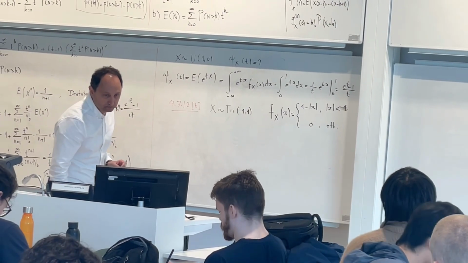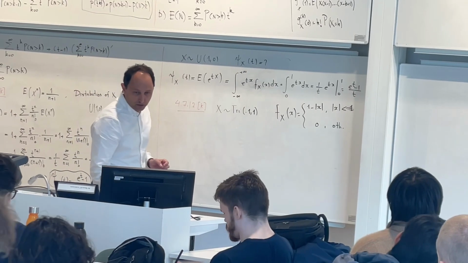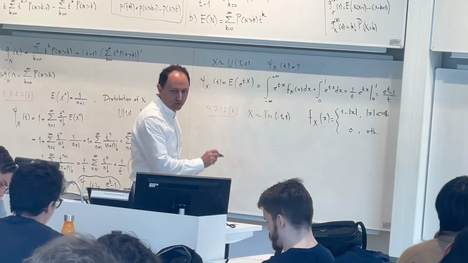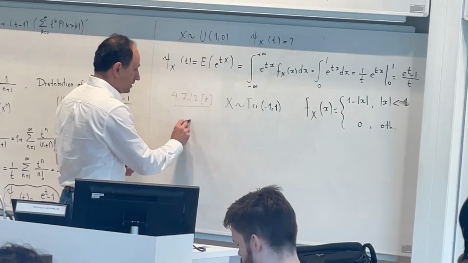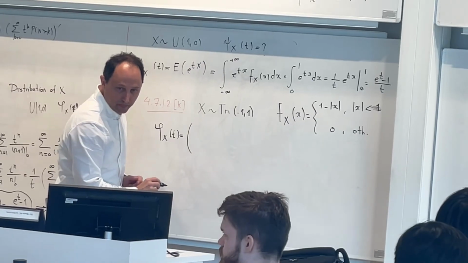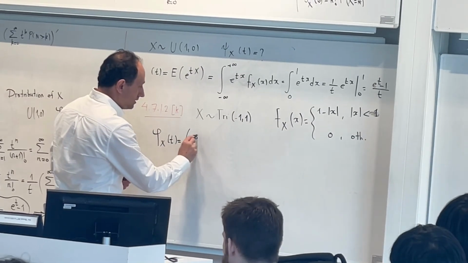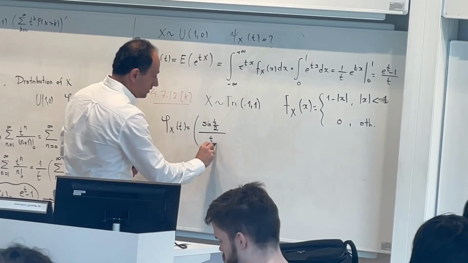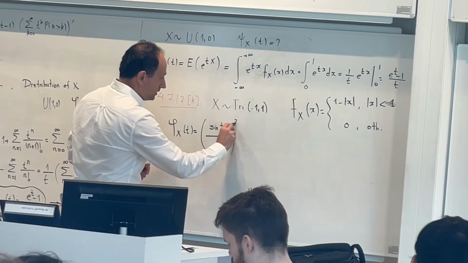show that, so we want to show that this is the characteristic function. We want to show that this is equal to (sin t divided by t over 2) to the power of 2.